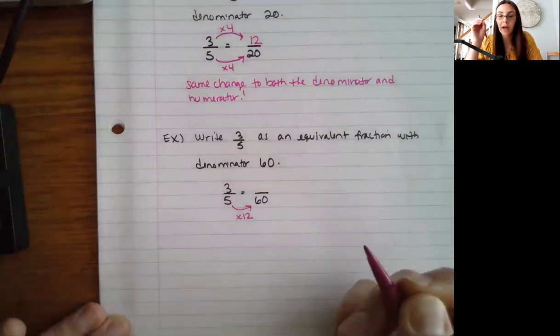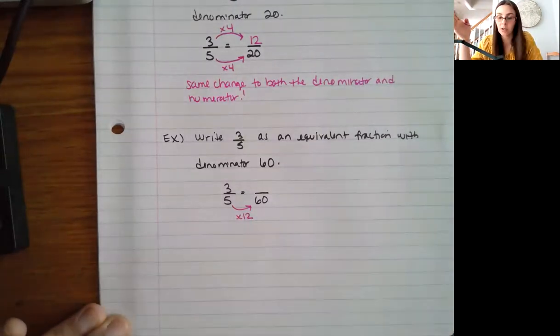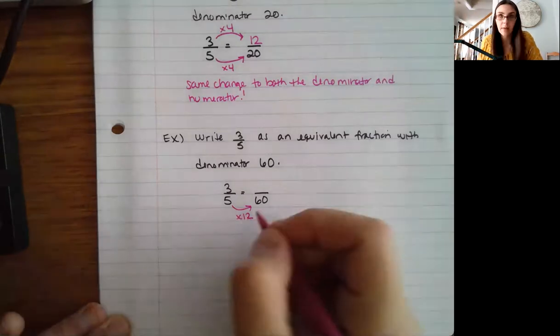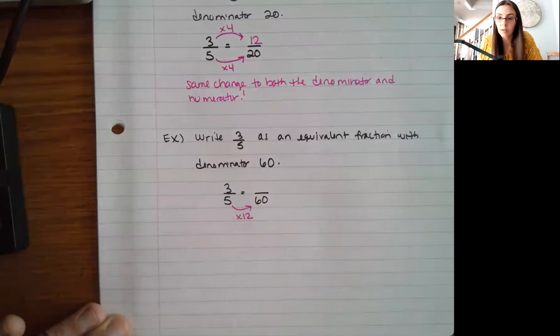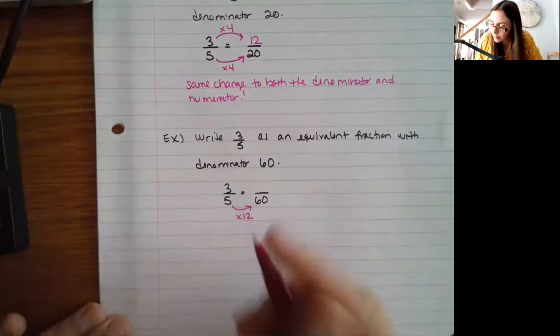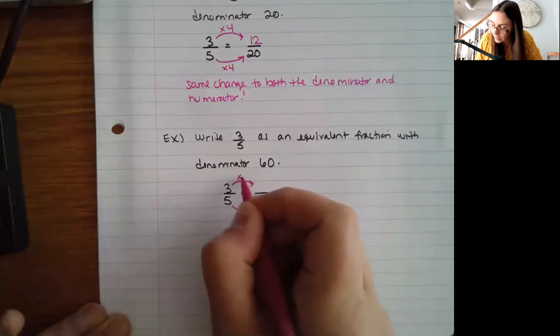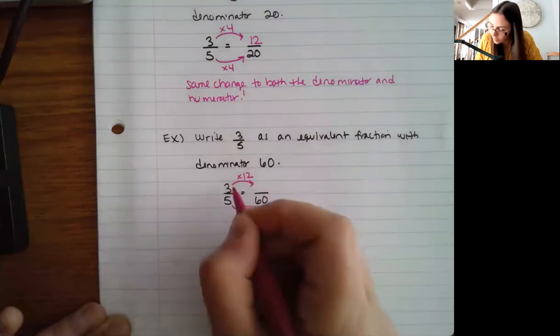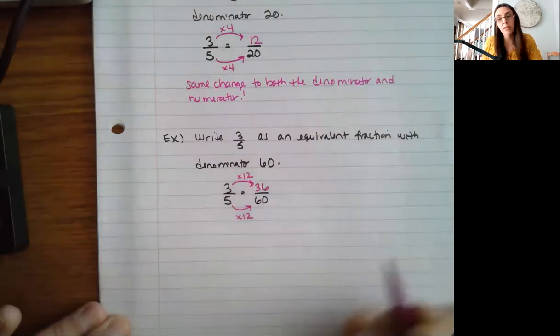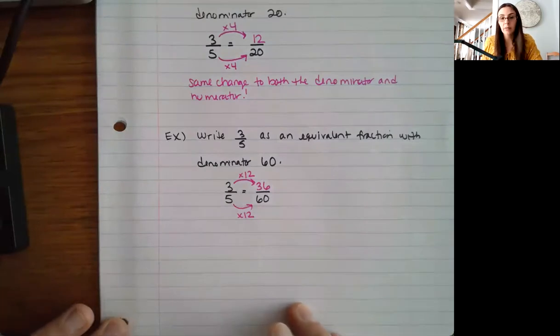Now, when we're doing equivalent fractions, it should always be an easy transition. It shouldn't be like a decimal or anything like that. So it should be maybe not obvious, but it should be a factor that is going to work. So I make the same change on top. 3 times 12 is going to be 36. So 36 over 60 is the equivalent fraction.